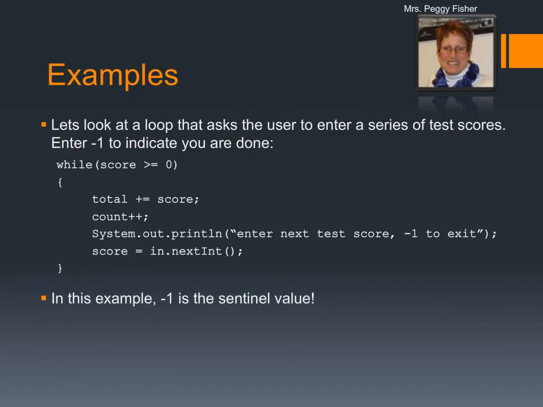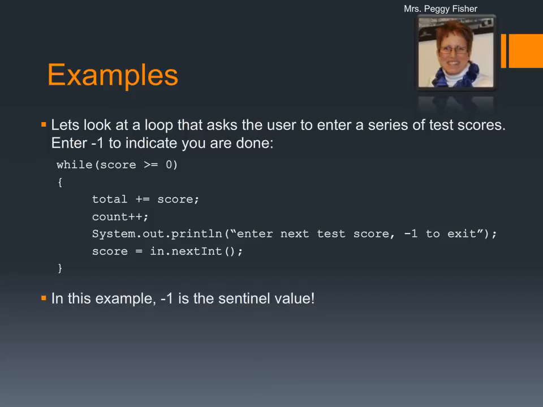Okay, let's take a look at an example. If we wanted to calculate the average test score of a series of test scores, we're hoping that nobody gets a negative value on their test. So we can use a -1 or a negative number to terminate the loop. Our loop might look something like this.